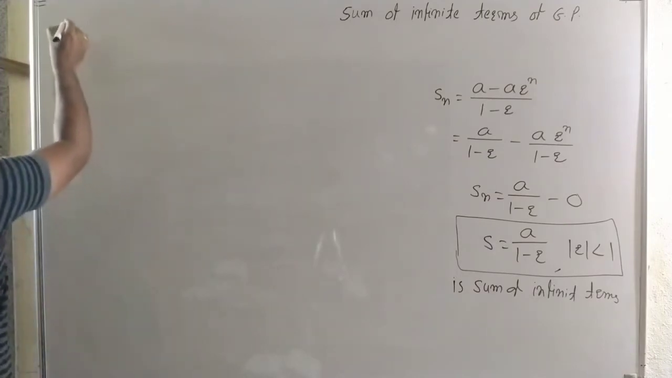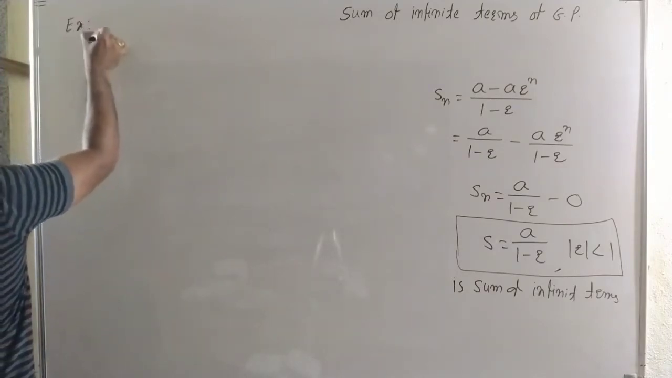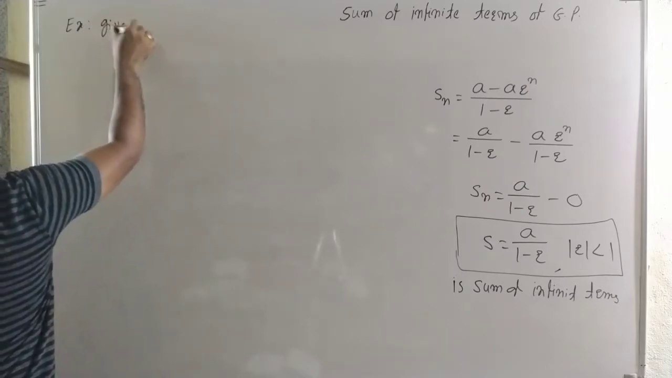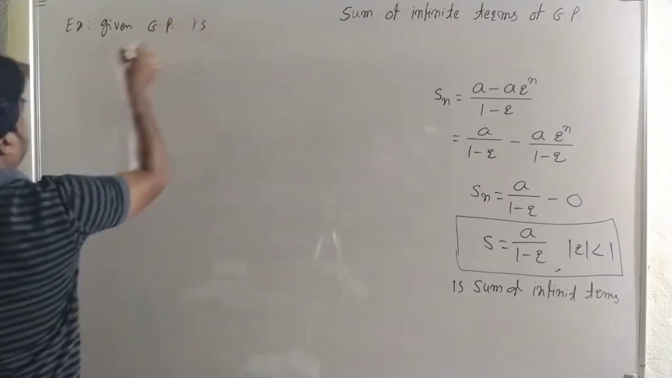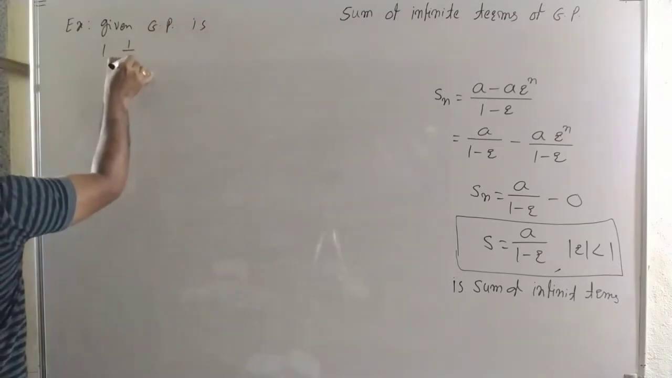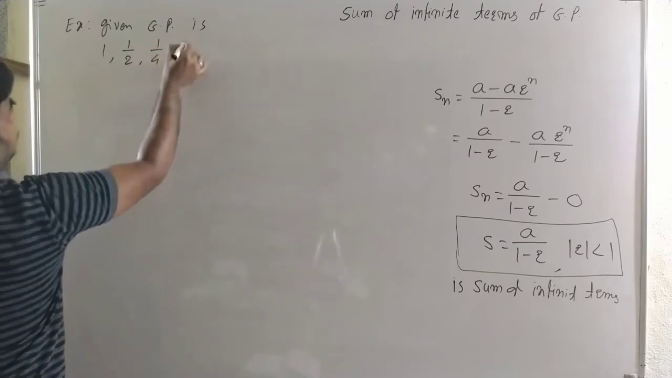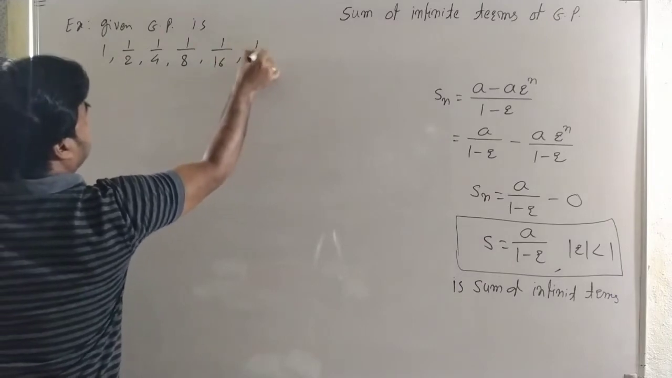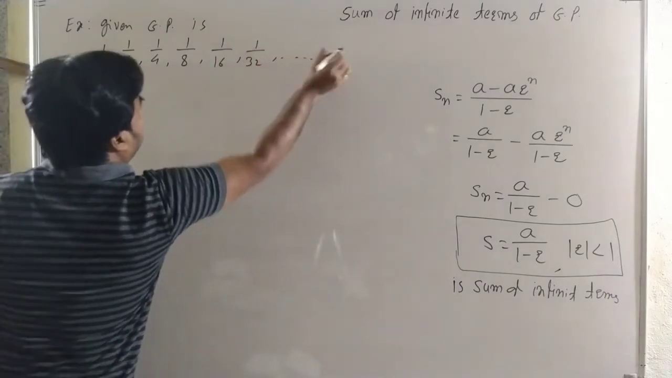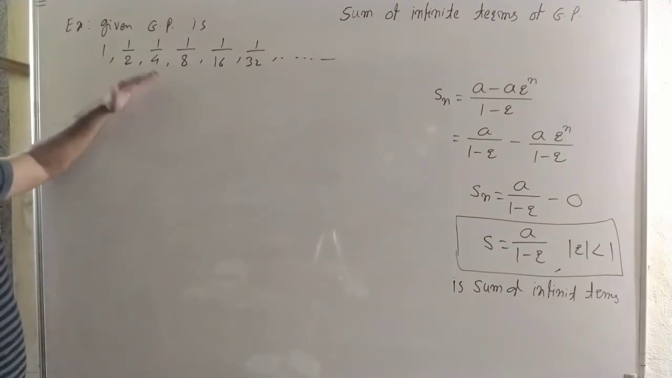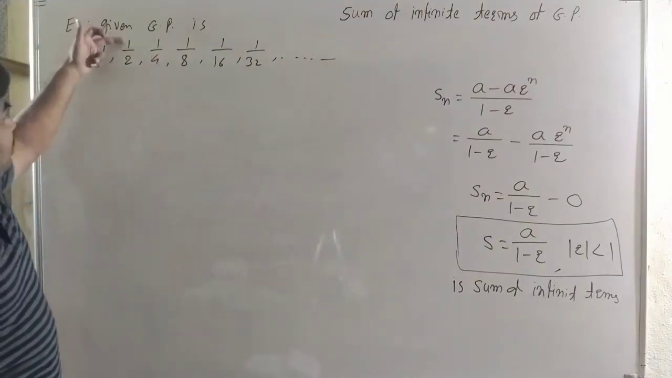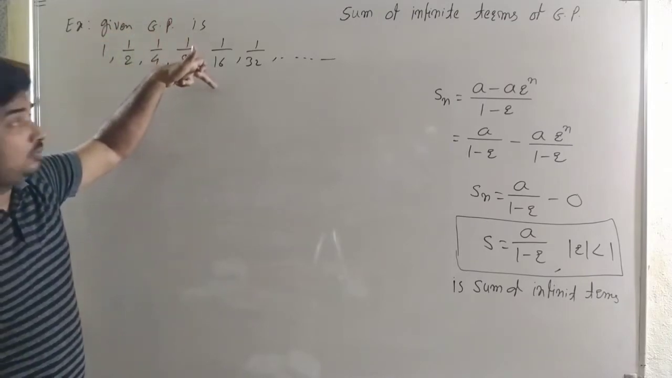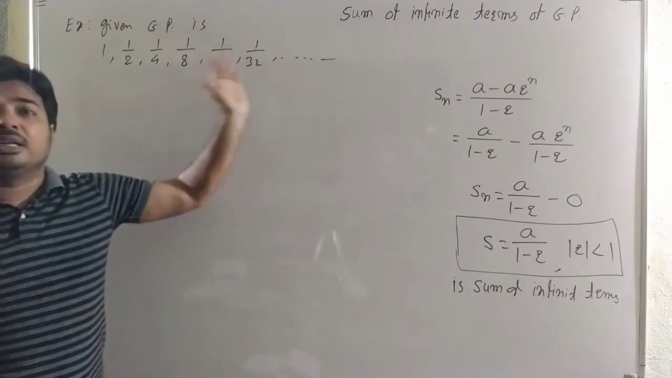Here, for example, we take a sequence. Here, given a geometric progression: it is 1, then 1 by 2, 1 by 4, 1 by 8, 1 by 16, 1 by 32, up to infinite terms. This example is the same as our first example: 1 by 2, that is 1 by 2 square, 1 by 2 cube, 1 by 2 to the power 4, 1 by 2 to the power 5, like that up to infinite.